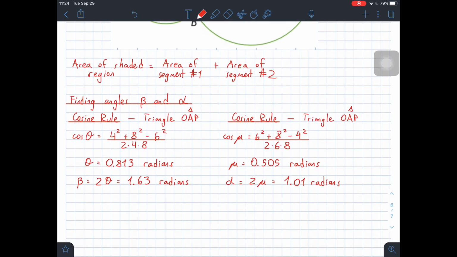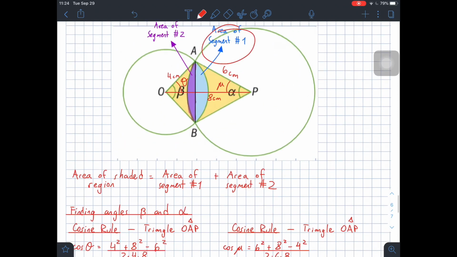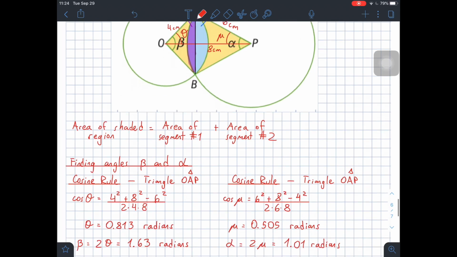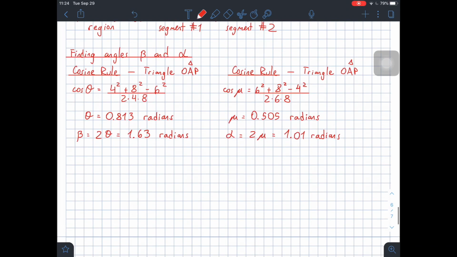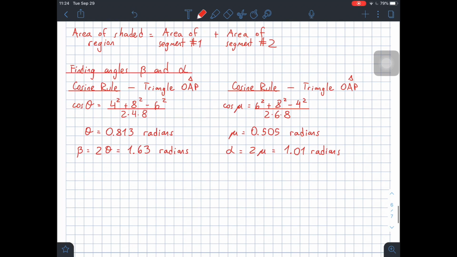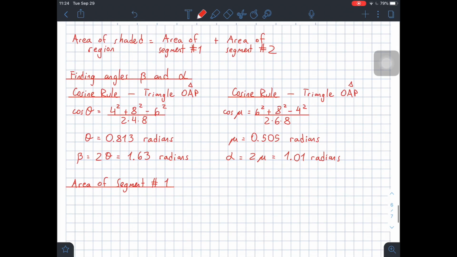We can find the area of segment number 1 and then find the area of segment number 2 and then add those two values. So let's work with area of segment number 1 first. To find the area of segment number 1, we would have to find the area of the sector. Let me write this, area segment 1.